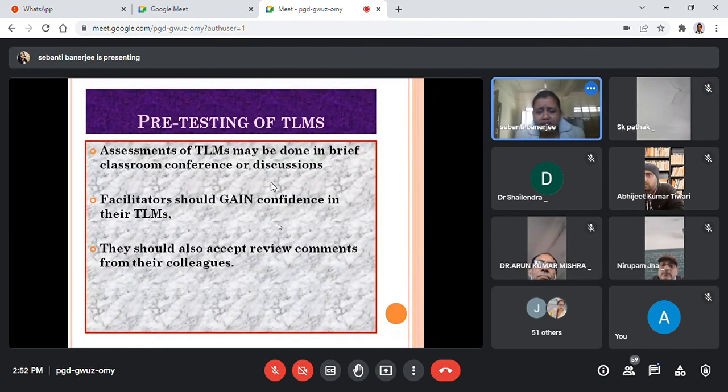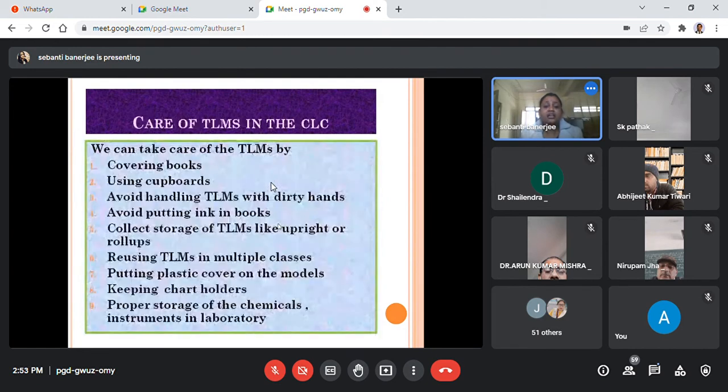So basically, we can consult our subject teachers, the other teachers in the school, show them the TLMs and get reviews on whether it is meeting all the objectives of a certain lesson or not. And then only it is ready to be taken into the classroom. Lastly, we have to take care of our TLMs properly. The TLMs which we have already made, we can reuse for many days, for the upcoming sessions also.